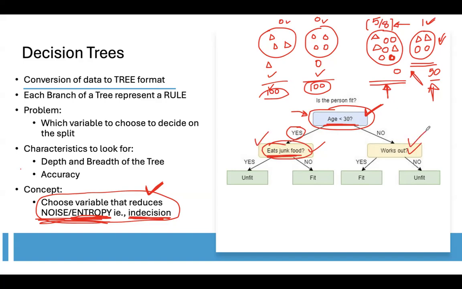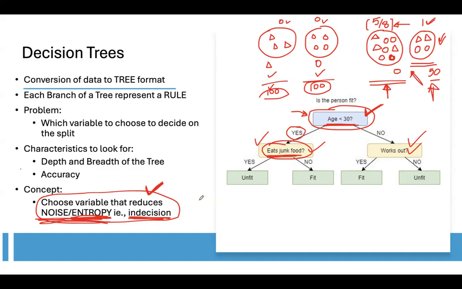The reason for that is that on the right branch, workout is giving me more information, or is reducing the noise in the system more compared to food. That's why I have a different question on the left branch and a different question on the right branch. Now, is this concept clear? Okay. Wonderful. So now let's see how this noise is calculated.